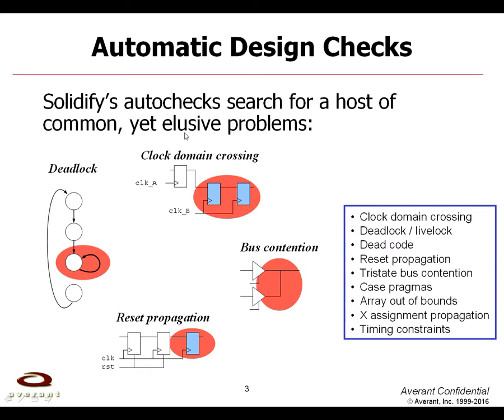The automatic checks are grouped into a set of checks. For example, the dead code check contains a set of checks, and so does deadlock and live lock. Here is an example of a deadlock, and in this design you fall into this state and you never come out of it, and Solidify's auto check can catch problems like that.